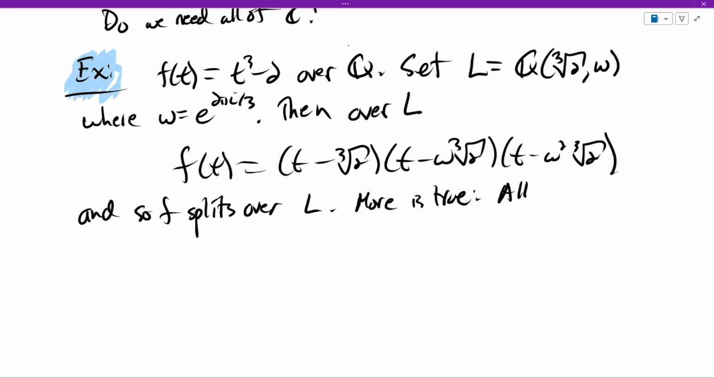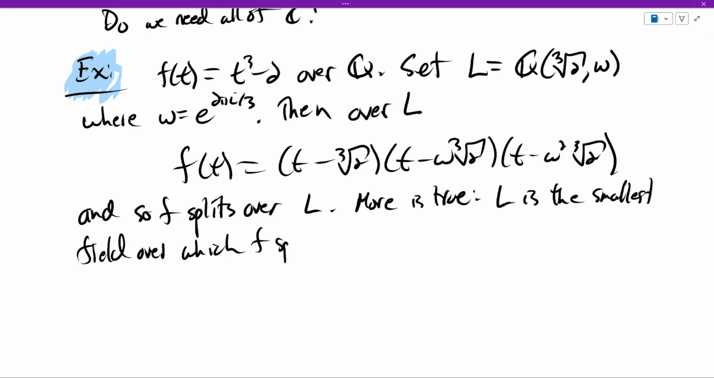L is the smallest field over which f splits. So all we did is we took Q, the base field, and we added just enough complex numbers to get access to the roots. And we didn't add more. Like we didn't add a square root of 5 here or anything like that, any extra stuff. This was the minimal amount that we needed to add to get access to all the roots.